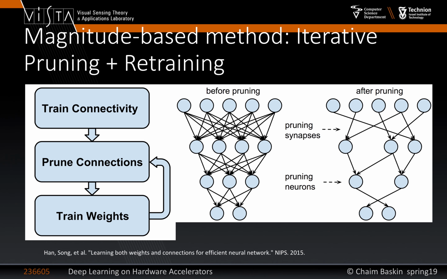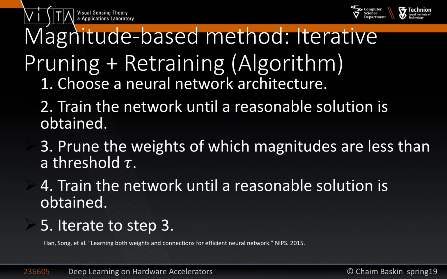Great. So what do we do? This is what we have before pruning. If we assume fully connected layers, we have all these connections. Then when we prune, we have fewer connections. So how does the algorithm work? We choose a neural network architecture.